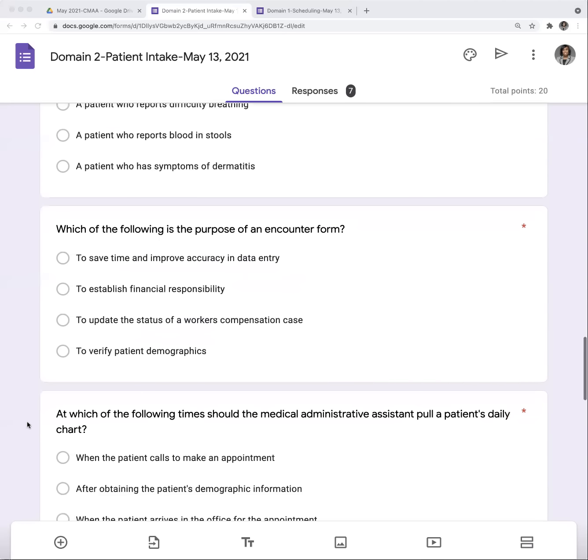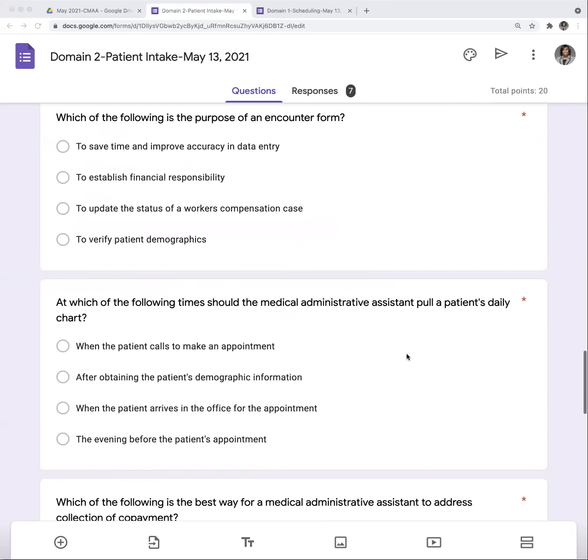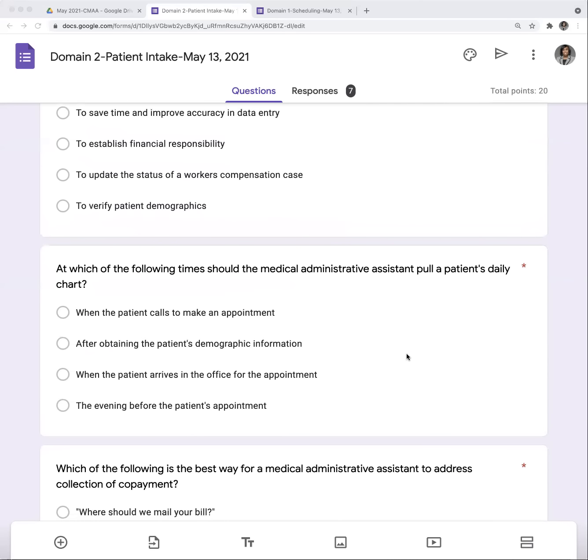What is the purpose of an encounter form? To establish financial responsibility. It's actually to save time and improve accuracy. At which of the following times should the MAA pull a patient's daily chart?